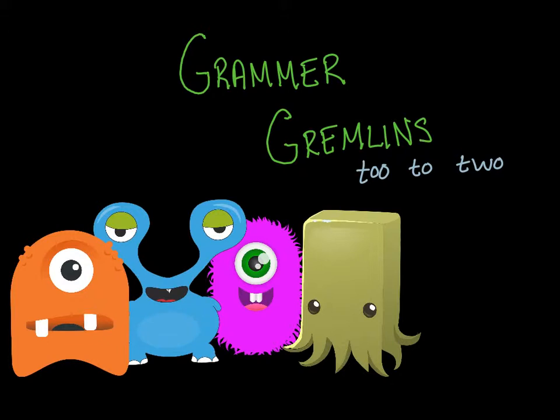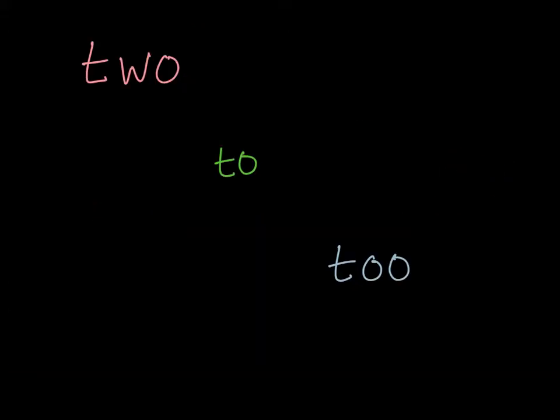Today we're going to talk about another grammar gremlin, those easy mistakes that we make in writing. Today we are going to focus on two, to, and too. Let's take a look. The first one is pretty simple.